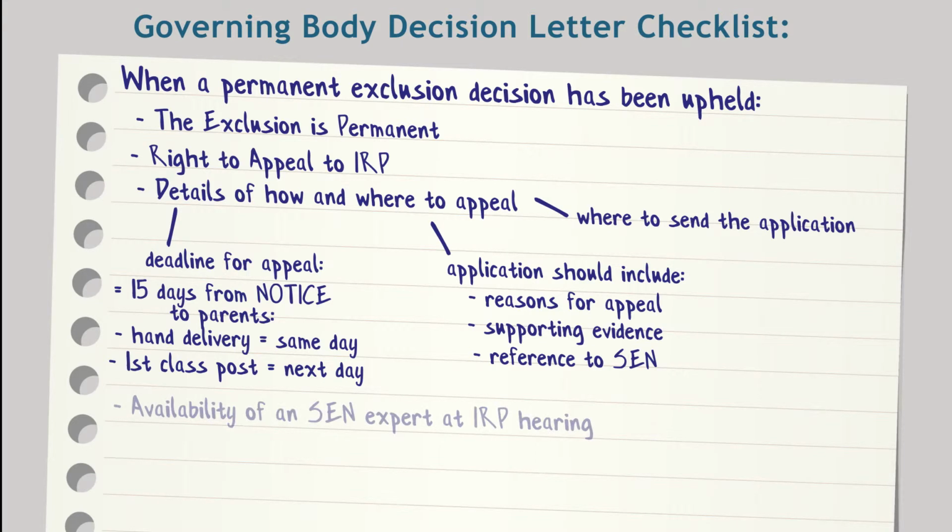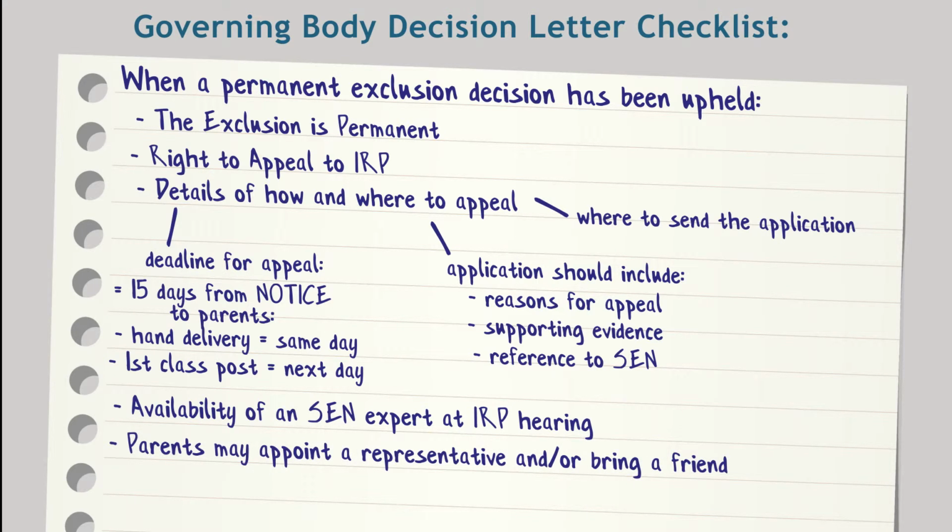The availability and role of a special educational needs expert, which will be at no extra cost to the parents and irrespective of whether or not the school considers the pupil to have special educational needs. If the parents wish for a special educational needs expert to be appointed for the independent review panel hearing, they should make this clear in their application. That the parents may, at their own expense, appoint a representative to make written or oral representations to the panel, and that they may also bring a friend to the review.